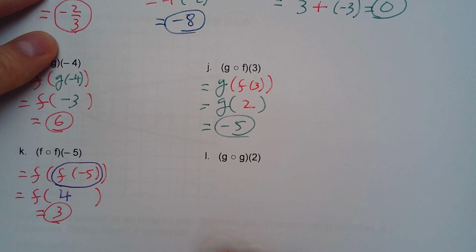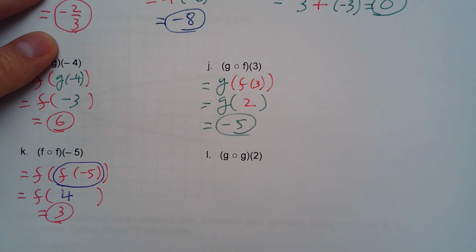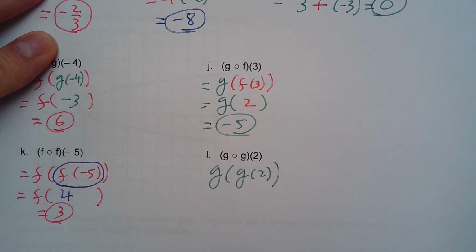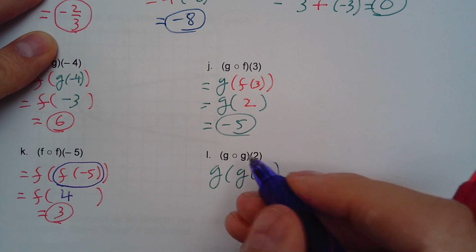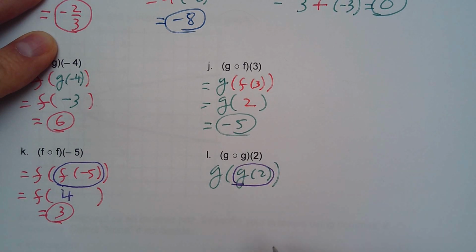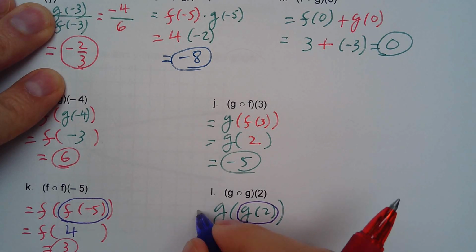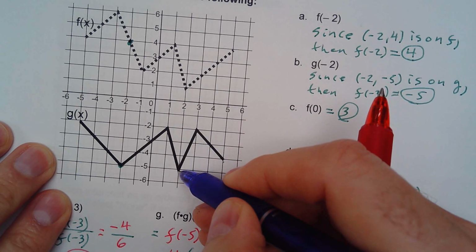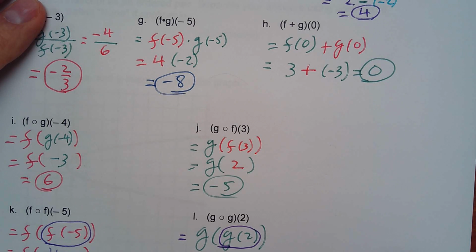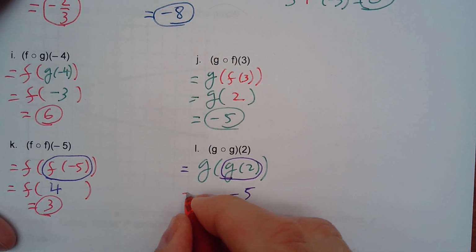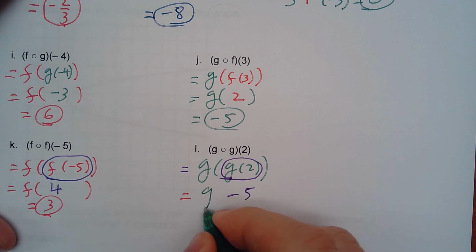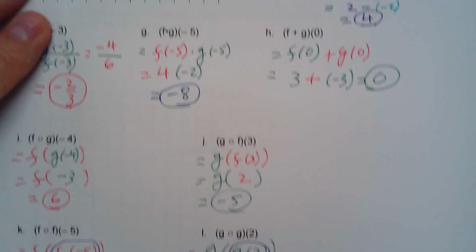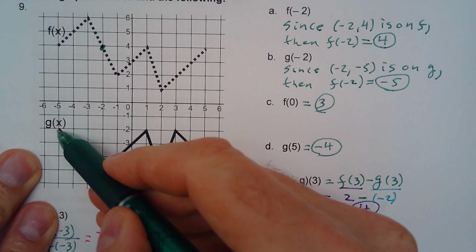And then for l, we're going to be doing g of g of 2. So I'm looking at this g of 2. Again, let's just figure out what that part is. So looking at g of 2, that's negative 5. And now I want to find g of negative 5. Looking over here, that's going to be a negative 2.